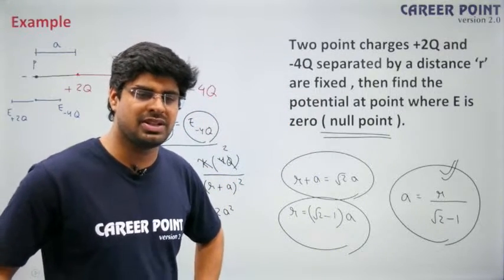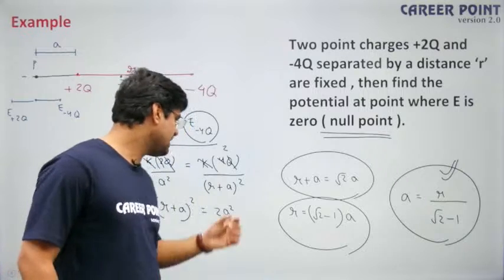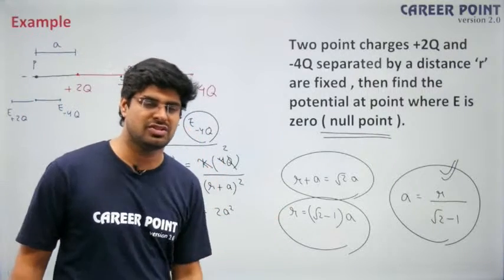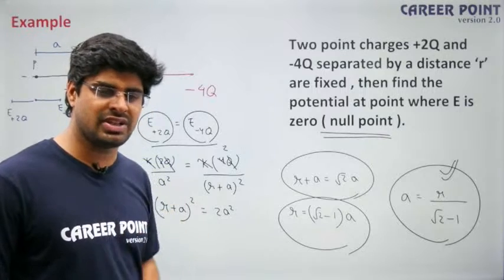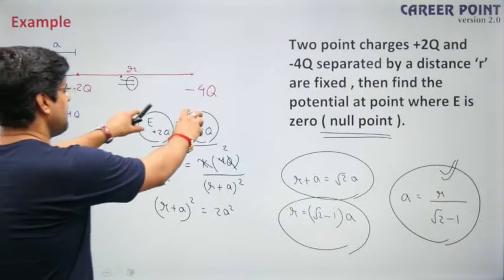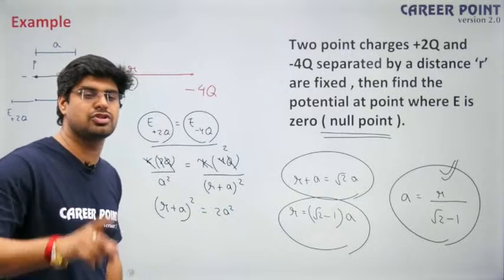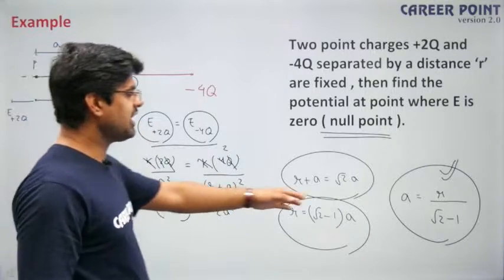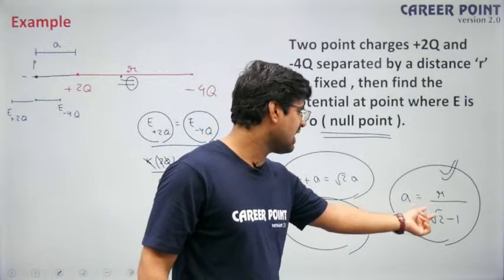Okay, Dr. Mohammed, understood? So when we are writing electric field due to minus 4q, we are just writing the magnitude of electric field due to minus 4q. We are not concerned about direction, because direction we have already considered when we equated the magnitude of electric field due to both the charges. Now, once we get the value of A, that is r upon root 2 minus 1.